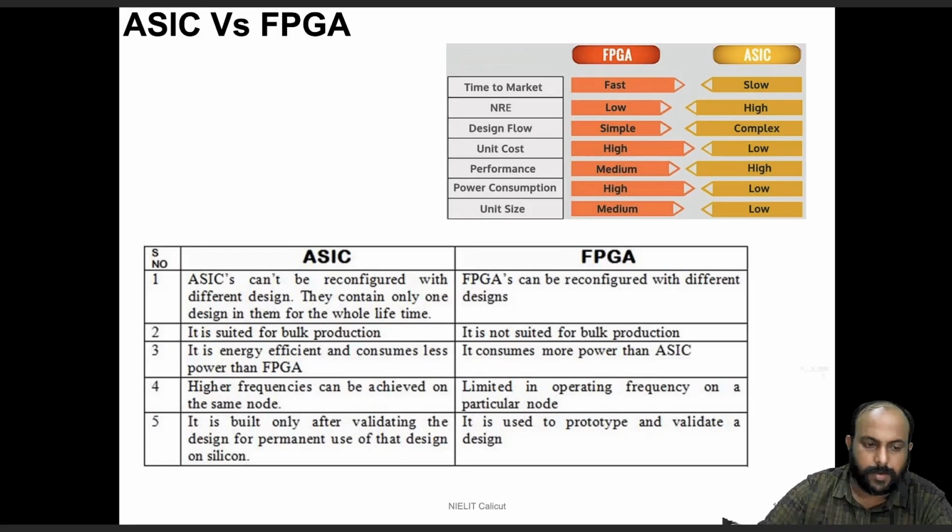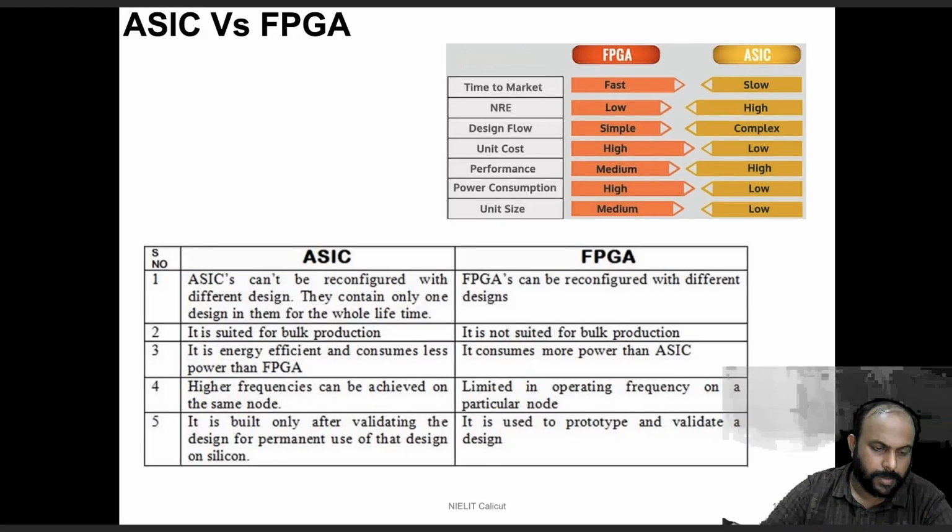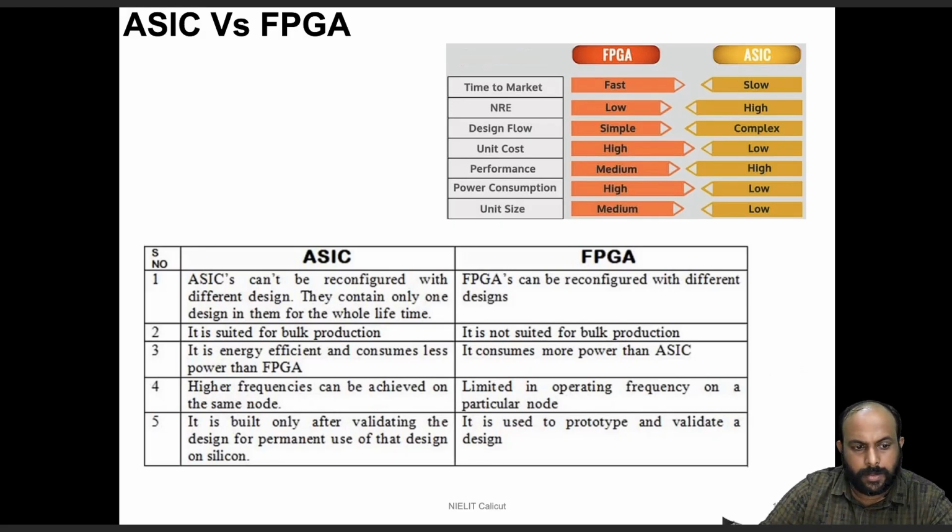So the time to market is very fast in the case of FPGA, because the design flow is quite simple, whereas the time to market in the case of ASIC is relatively higher, and the design flow is more complicated because it is more optimized for performance compared to FPGA.